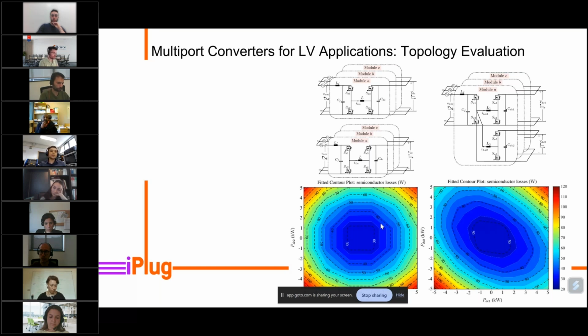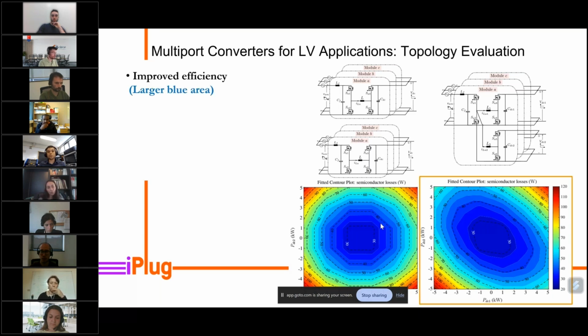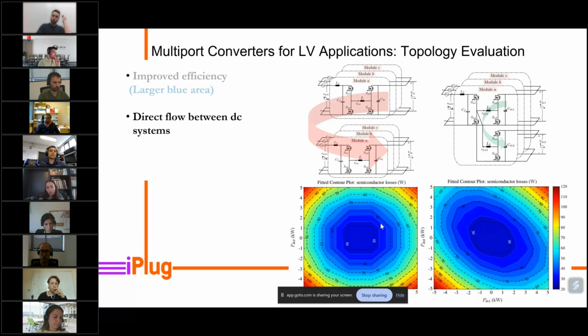And as we can see from the loss map, we have lower losses. We can see it from the larger blue area in the case of the multiport converter, so we attain an improved efficiency for most of the operating range. We enable direct power flow between the DC ports through the topology itself, rather than circulating the power from one DC port to the AC grid and then to the other DC port. And we also decrease the number of semiconductor devices used.